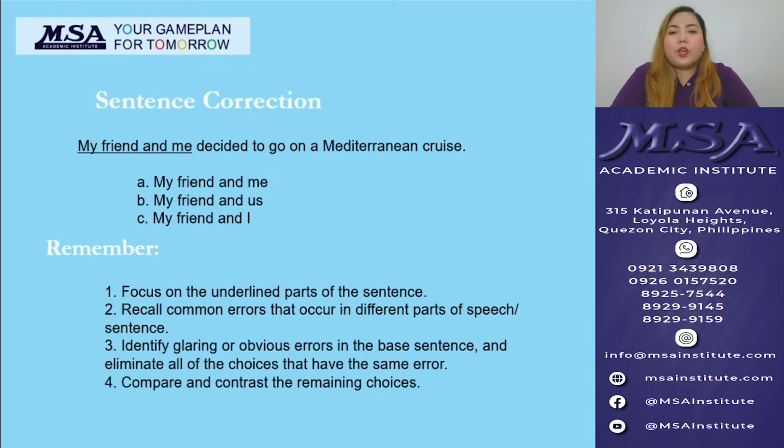Sometimes sentence correction can be overwhelming because of the long sentences and long choices. To avoid that, you can identify glaring or obvious errors on the base sentence and cancel all of the choices that have the same error. By doing that, you can eliminate other choices and focus on the possible correct answers. Then lastly, you can compare and contrast the remaining choices.